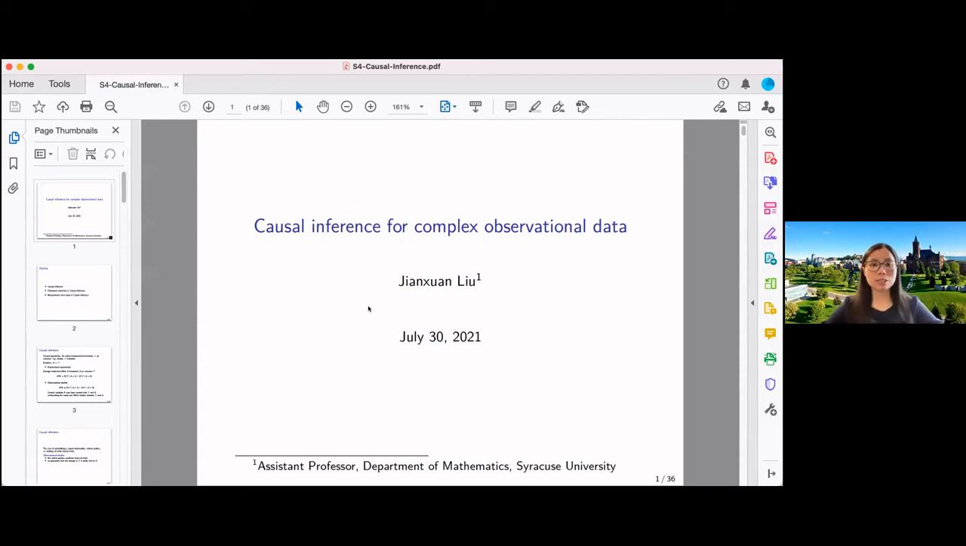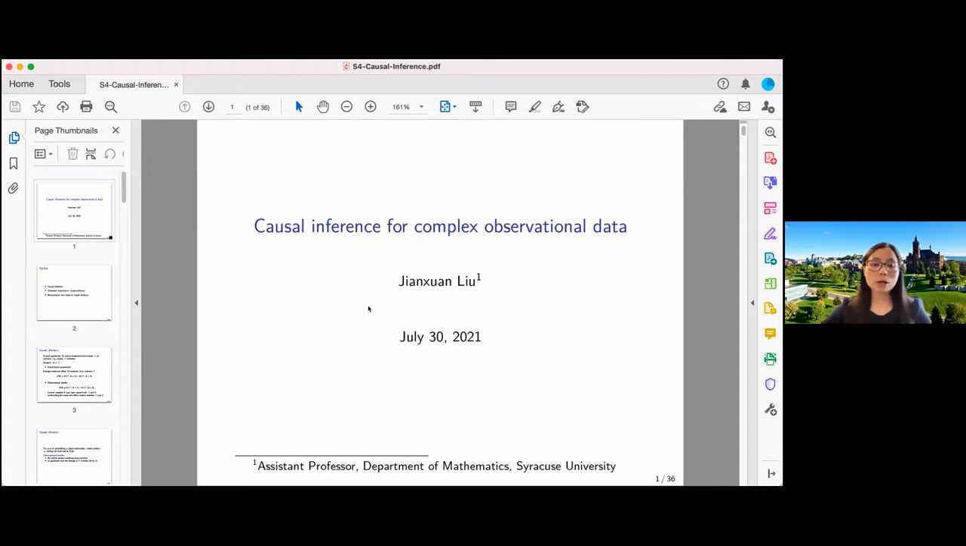Thank you for inviting me here to talk about causal inference. Today I will focus on causal inference for complex observational data. Here is a very brief outline of my talk. I will first give a general introduction to causal inference and then focus on the high dimensional issue in causal inference. After that, I will talk about another complexity in observational studies. To be specific, I will focus on the measurement error issue in observational studies.